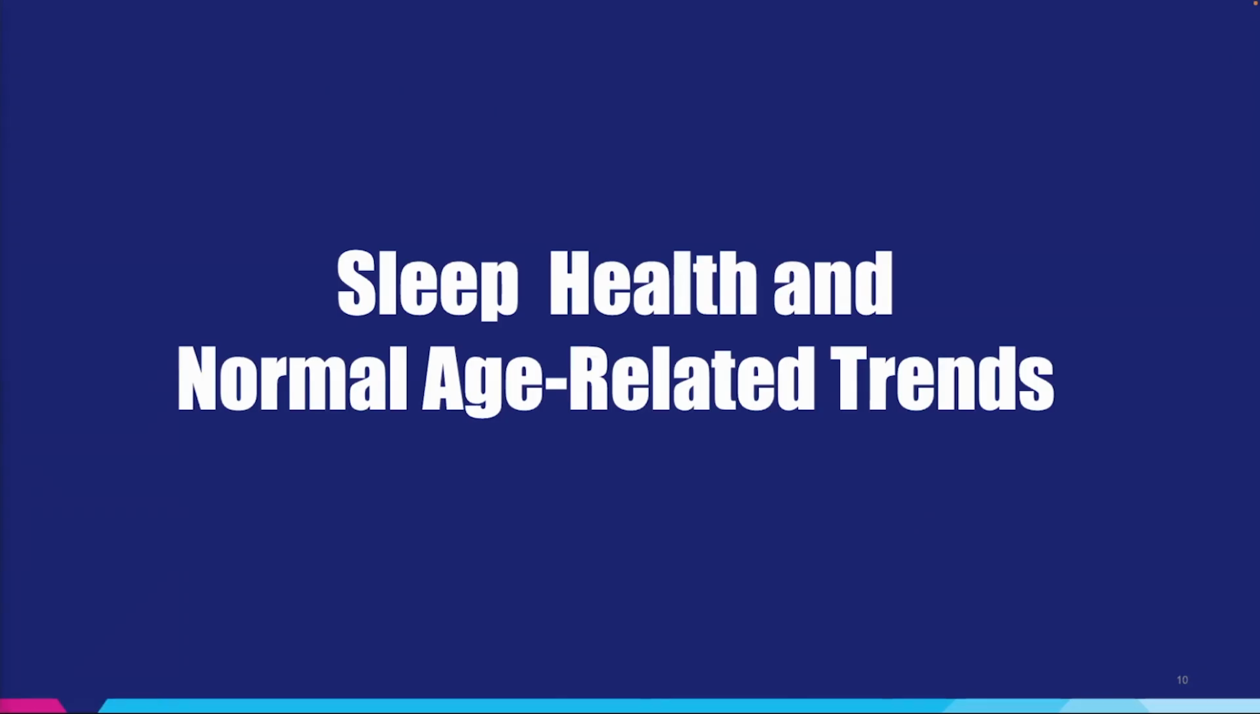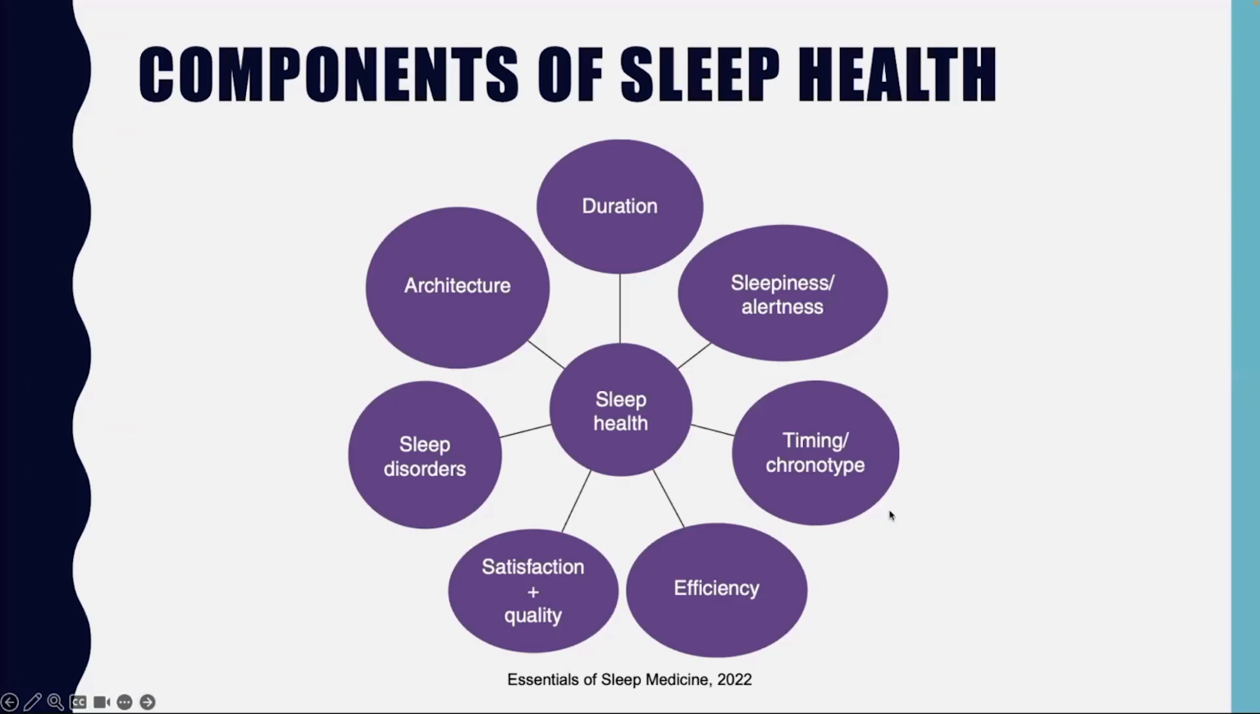Now that we've discussed sleep scoring, I want to move into talking a little bit about the components of sleep health and normal age-related sleep trends. There are many components that can contribute to sleep health during all stages of our life, which we'll review today. These include, but aren't limited to, sleep duration, sleep architecture, sleep disorders, patient-reported outcomes of satisfaction and quality of sleep, as well as circadian rhythm and chronotype of the patient.